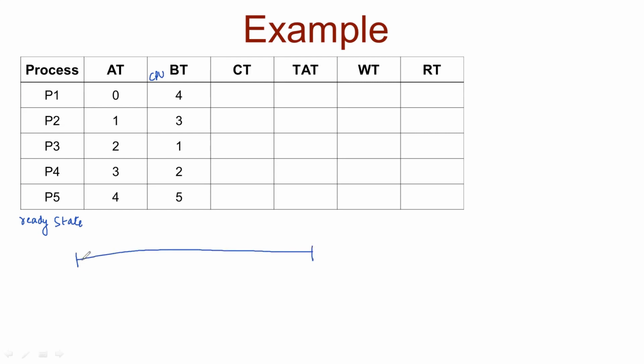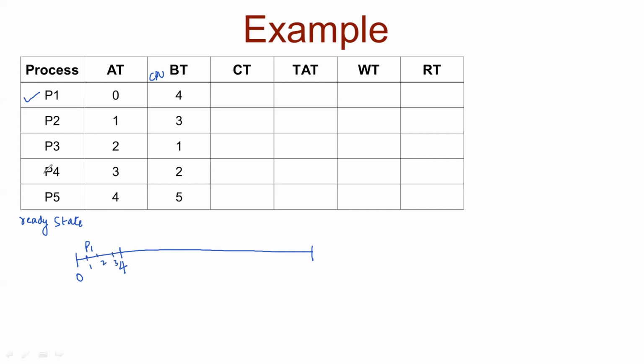So this is a Gantt chart. We started with time 0. Now at time 0, the scheduler does not have any choice. There is just one process, P1. So P1 will execute in CPU. P1 will keep the CPU till time unit 4, because its burst time is 4. So P1 is done.